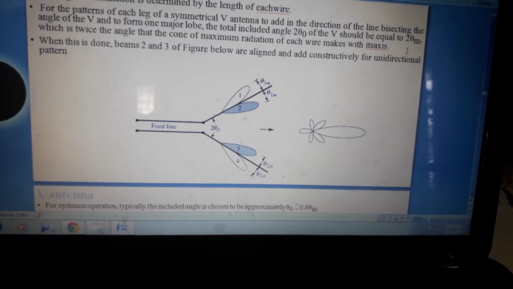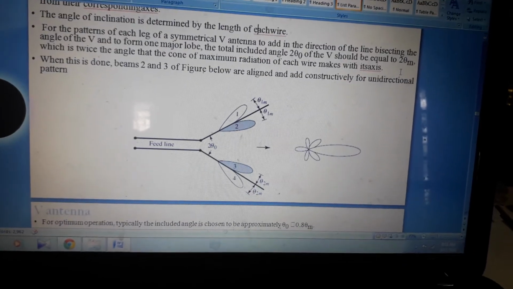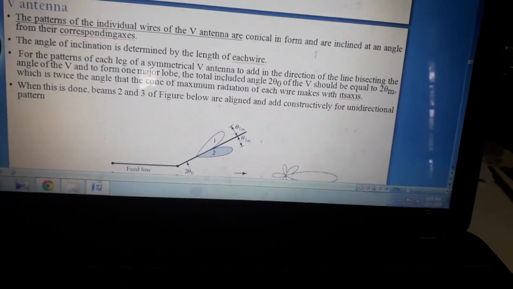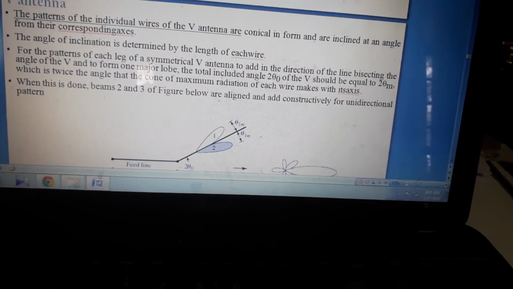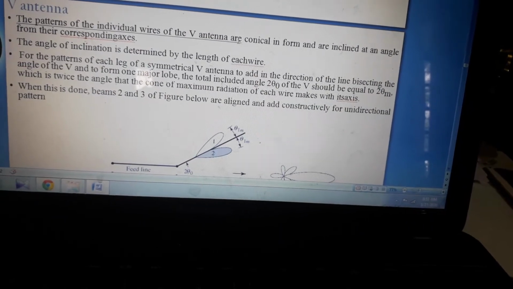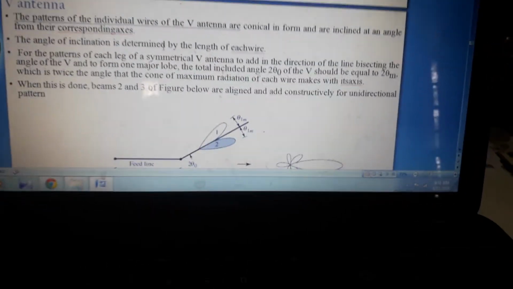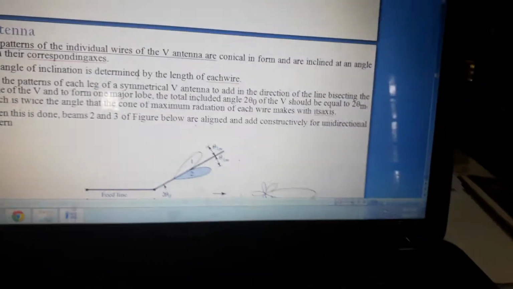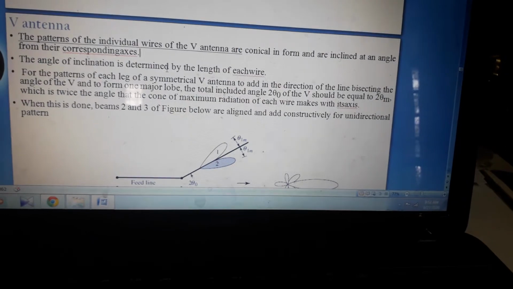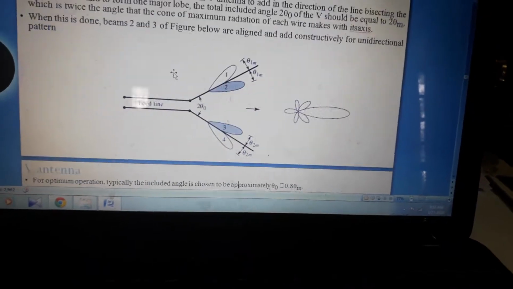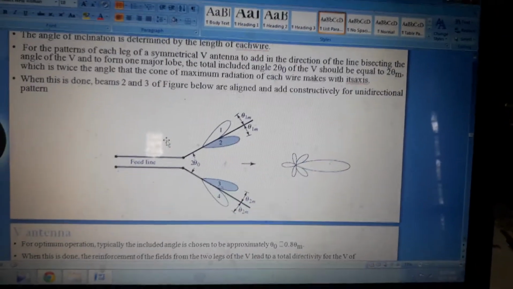The patterns of these individual wires of the V antenna are conical in form, and are inclined at an angle from their corresponding axis. The angle of inclination is determined by the length of each wire.